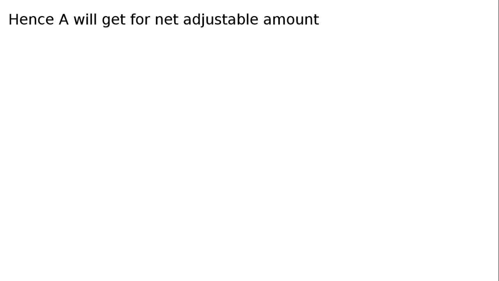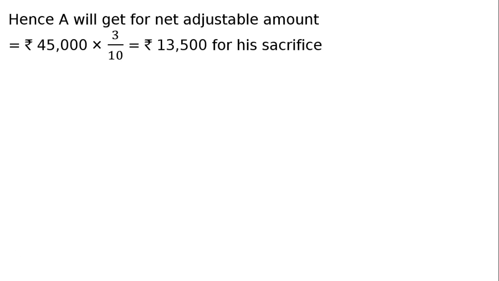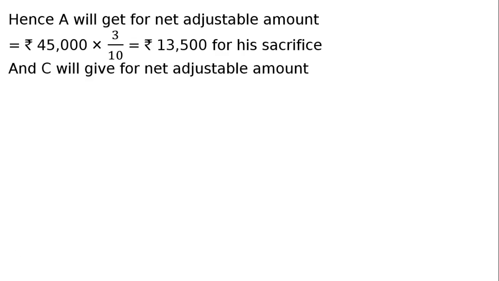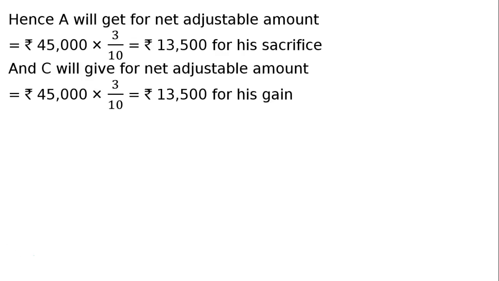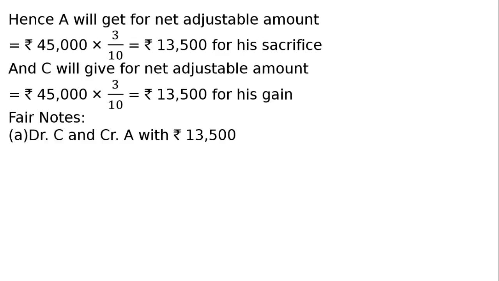Hence, A will get for net adjustable amount, that is rupees 45,000 multiplied by 3/10, that is rupees 13,500 for his sacrifice. C will give for net adjustable amount, that is rupees 45,000 multiplied by 3/10, that is rupees 13,500 for his gain. Hence, C's capital account debited and A's capital account credited will be the answer. This will be part A. Debit C and credit A with rupees 13,500 each. In the fair notes, A part will be the answer.